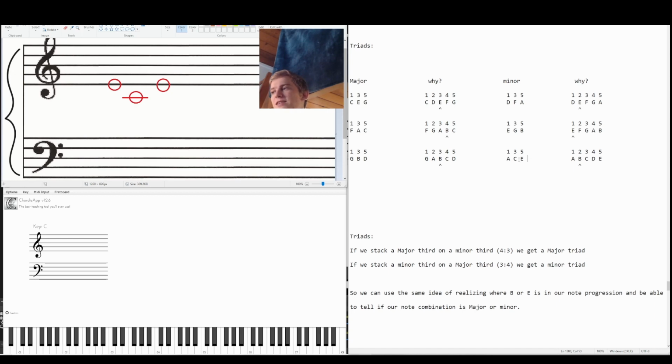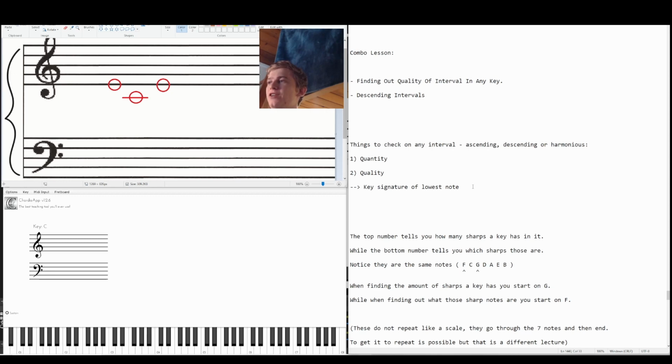And again, this last example of this B is basically the same thing as this E, but the note is a B instead of an E, so I'm going to skip that. So in conclusion, we can use the same idea as thirds, as in triads, of realizing where our B or E is in our progression of notes, and it's telling us if we have a major or minor, depending on if we have that missing sharp or not.